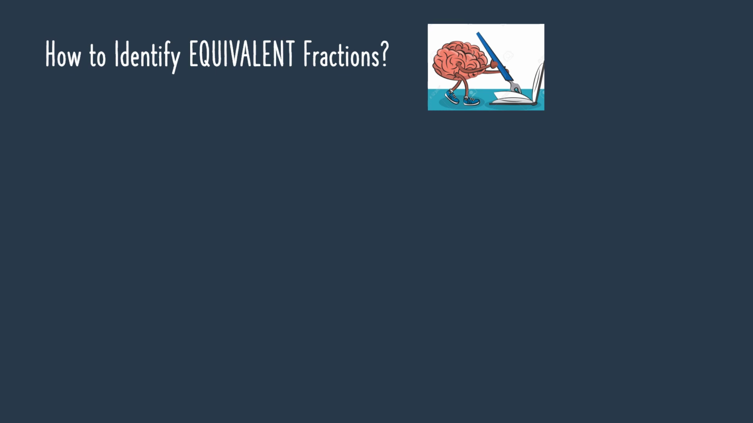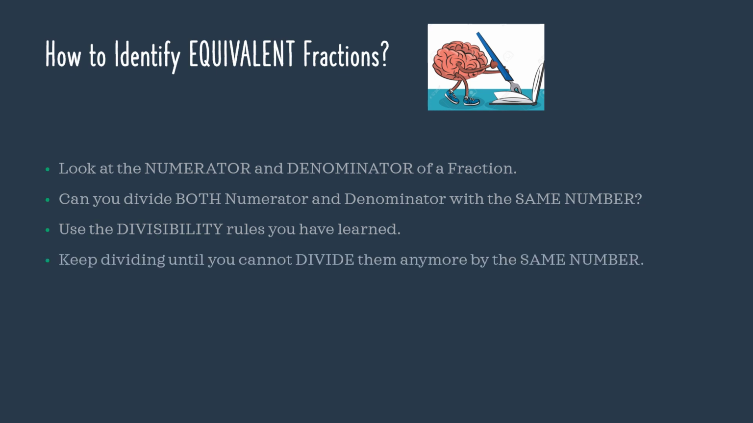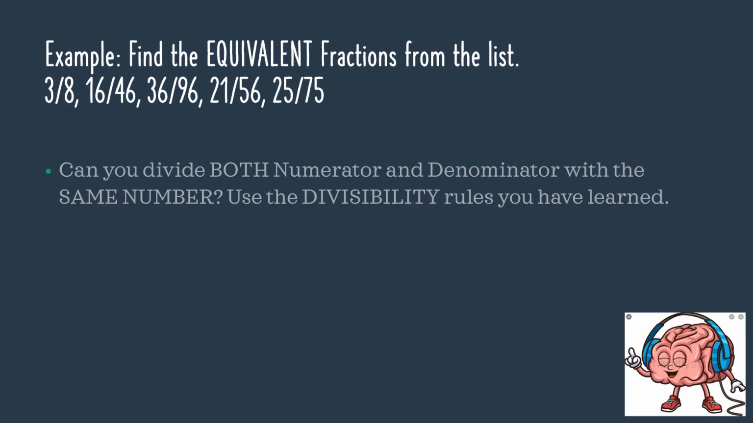How do we identify equivalent fractions? These are the steps we will follow. First, look at the numerator and the denominator of the fraction. Can you divide both the numerator and denominator by the same number? Use the divisibility rules you have learned. You will keep dividing until you cannot divide them anymore by the same number. All fractions which give the same answer are called equivalent fractions.